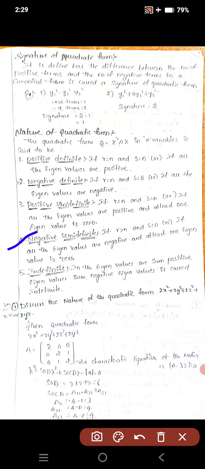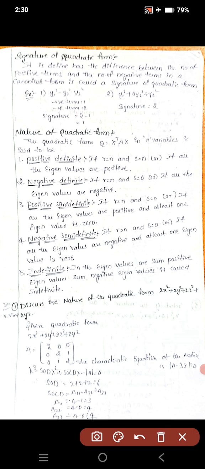If r is greater than n and x equals 0, then it is called negative semi-definite. Otherwise, another definition: if all eigenvalues are negative and at least one eigenvalue is 0, it is called negative semi-definite. Next, the fifth one, indefinite. If there are some positive eigenvalues and some negative eigenvalues, it is called indefinite.